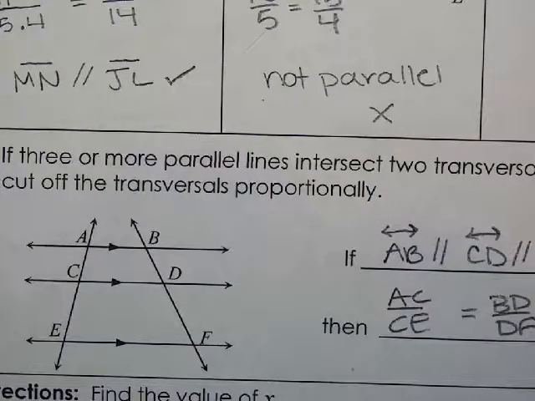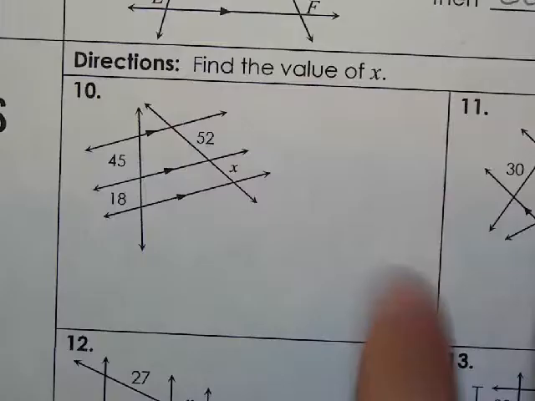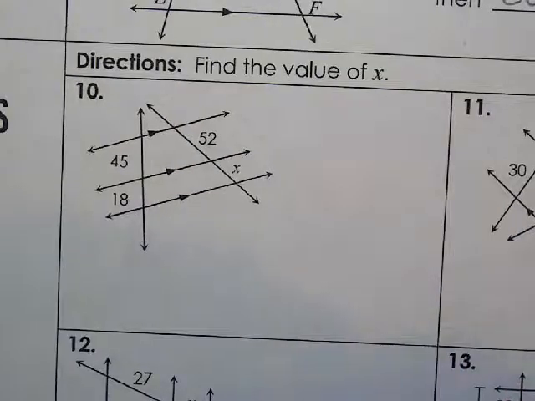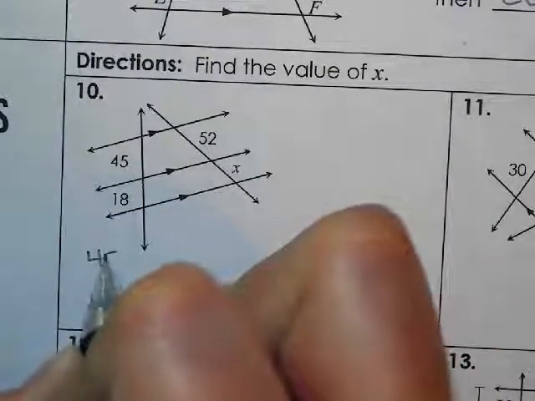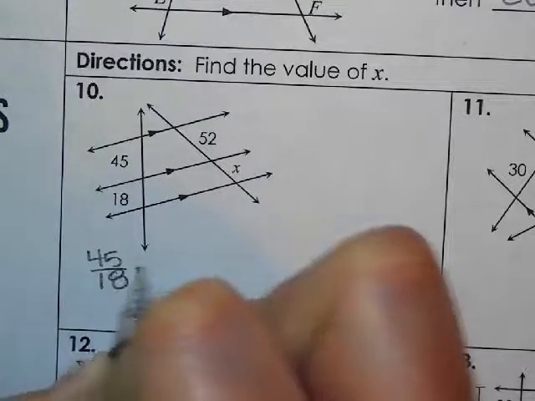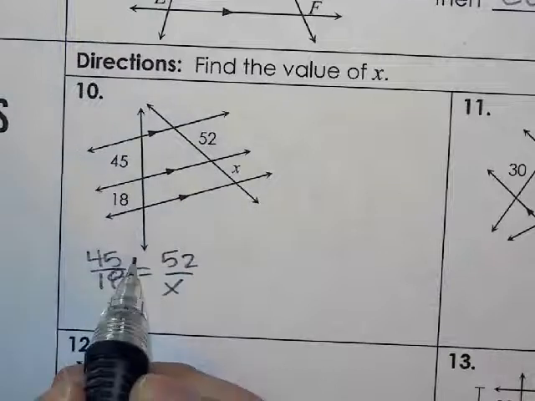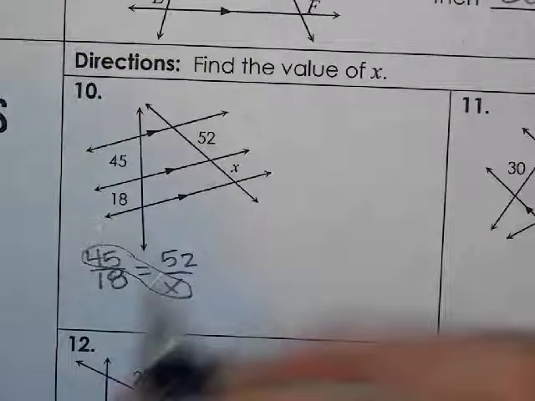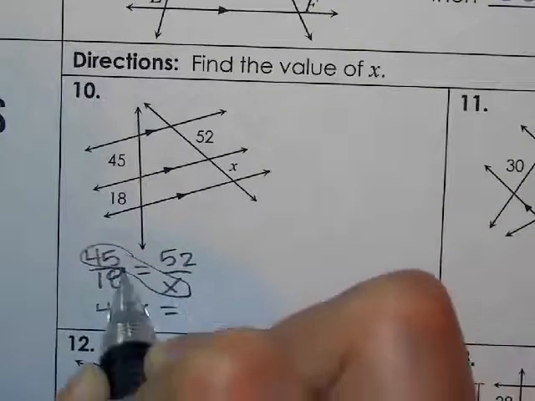Okay. All right. Example 10. You go, oh, this is the exact same thing we did on the previous page, but with a slightly different picture. So we could do like top over bottom, 45 over 18 equals top over bottom, 52 over x. 52 times 18.